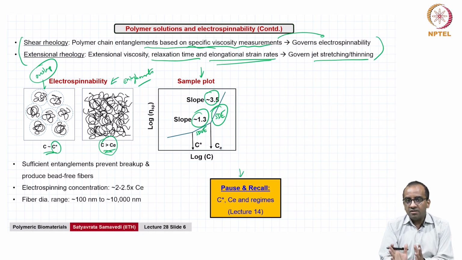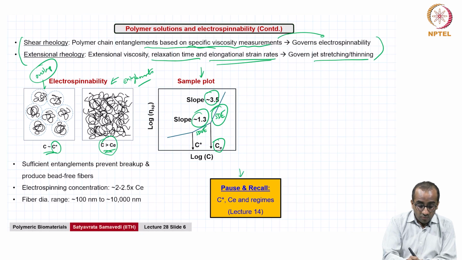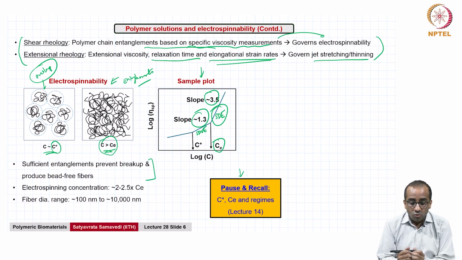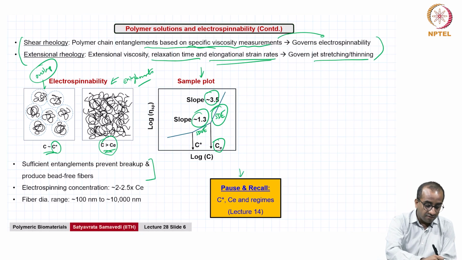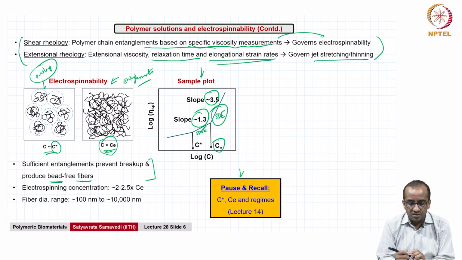Now, having identified these, and these can be defined for a polymer in a specific solvent with a specific molar mass of the polymer, that is very important. Once you have that, you can ask, in relation to Ce, which is one objective way to think about chain entanglements, where should I lie for me to get stable fibers? We first note that sufficient entanglements are required to prevent breakup and to produce fibers that are defect free. We will talk just a bit about what are bead free fibers in a second.